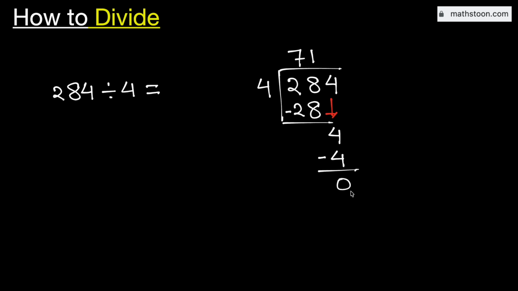As we get the remainder 0, so we will stop. Therefore, 284 divided by 4 is equal to 71. And this is our final answer.